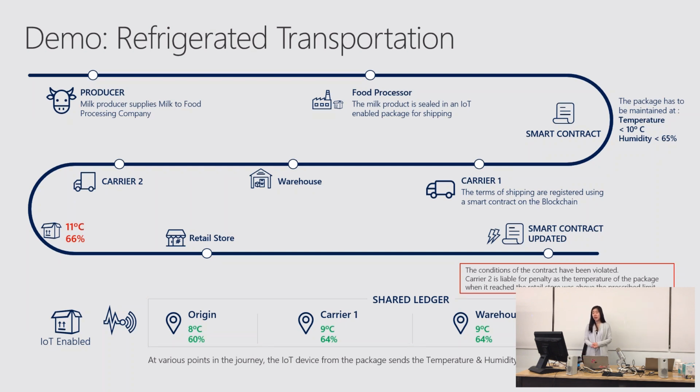So this is a scenario that is around refrigerated transportation. If you think about this scenario, let's say at the front there's a milk producer, and they want to provide some milk to a retail store, right? There's a number of different parties involved here, and they all don't really trust each other. They're all kind of individual.